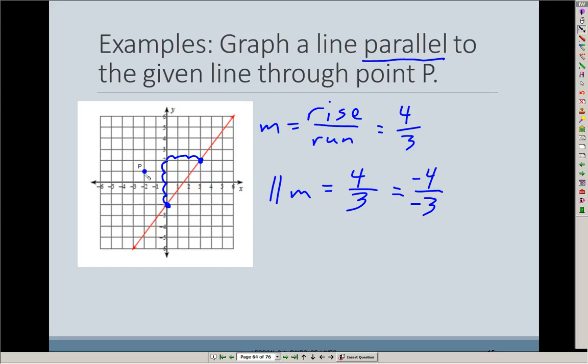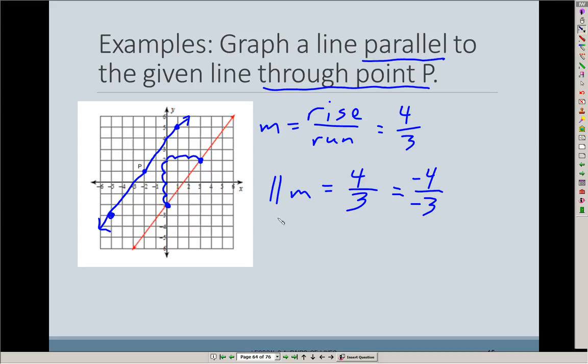So now let's graph the other line. From P, remember it has to go through point P, so P is my reference point. I'm going to rise 4, 1, 2, 3, 4, and run 3, 1, 2, 3, and I can put a point there. And I can go backwards. When I go to the left, I'm going to use the negative 4 over negative 3, so I'll go down 4 and left 3 and go there. And now connect the dots, make it as straight as possible.